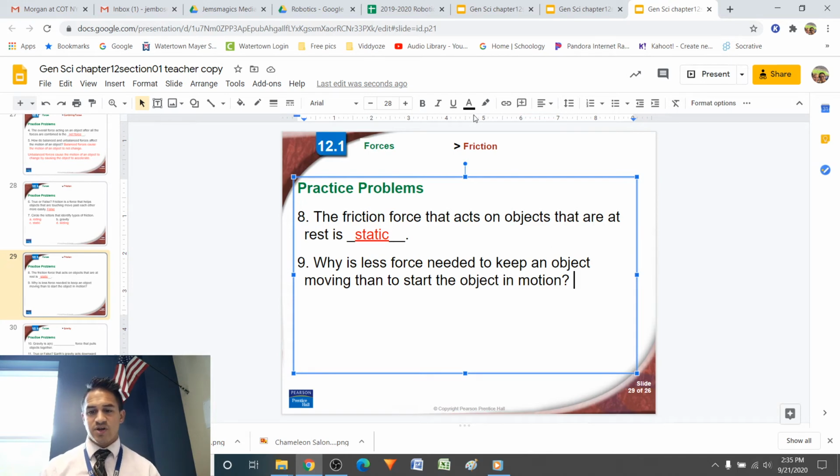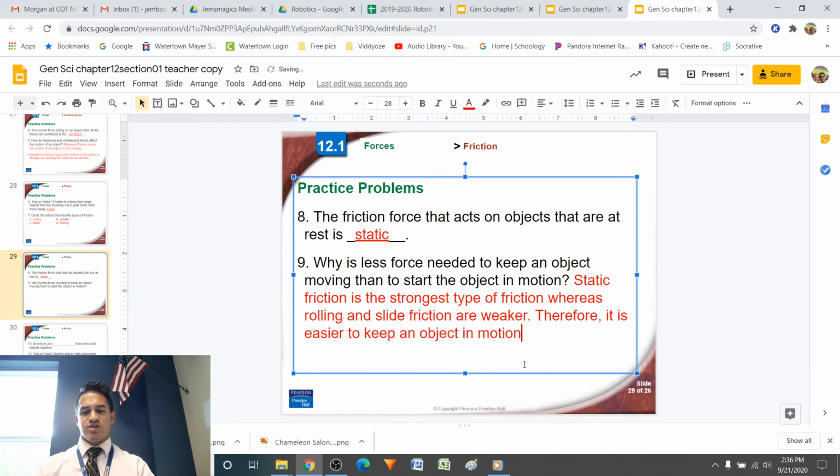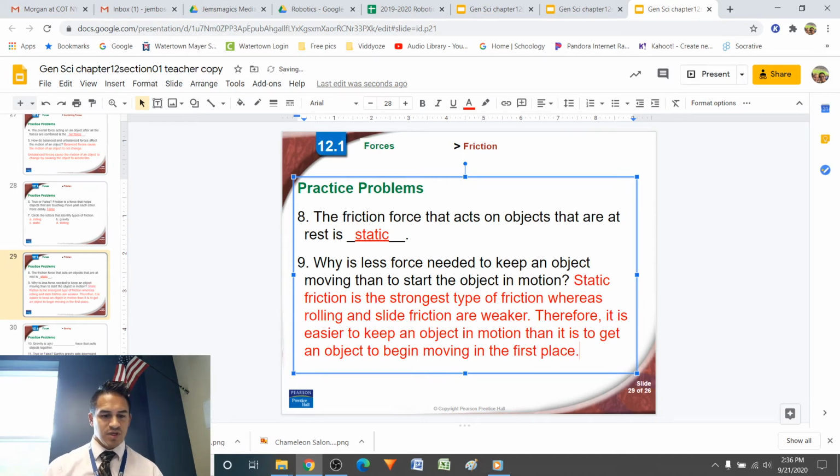Okay, so we're going to write down an answer that basically summarizes that. So we'll say static friction is the strongest type of friction, whereas rolling and sliding friction are weaker. Therefore, it is easier to keep an object in motion than it is to get an object to begin moving in the first place.